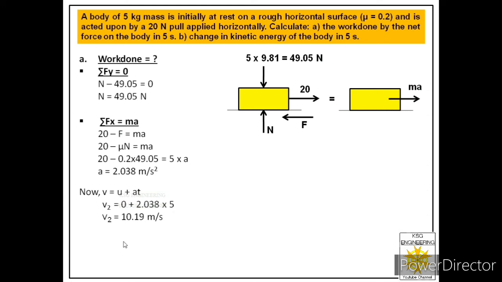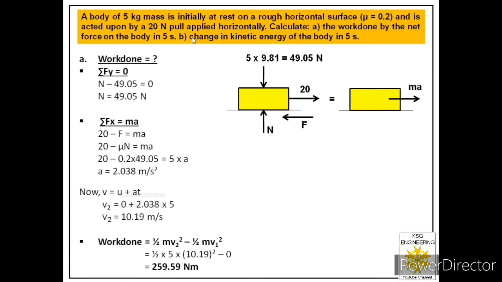Once we get the final velocity, we can find the final kinetic energy of the system. Work done is equal to final kinetic energy minus initial kinetic energy of the system. Initial kinetic energy is 0 because the system was at rest initially. We have found v2, that is 10.19, and the mass of the block is 5 kilograms. So we get the final kinetic energy, which gives the work done on the system as 259.59 Newton meter. So we have got the answer for the A part.